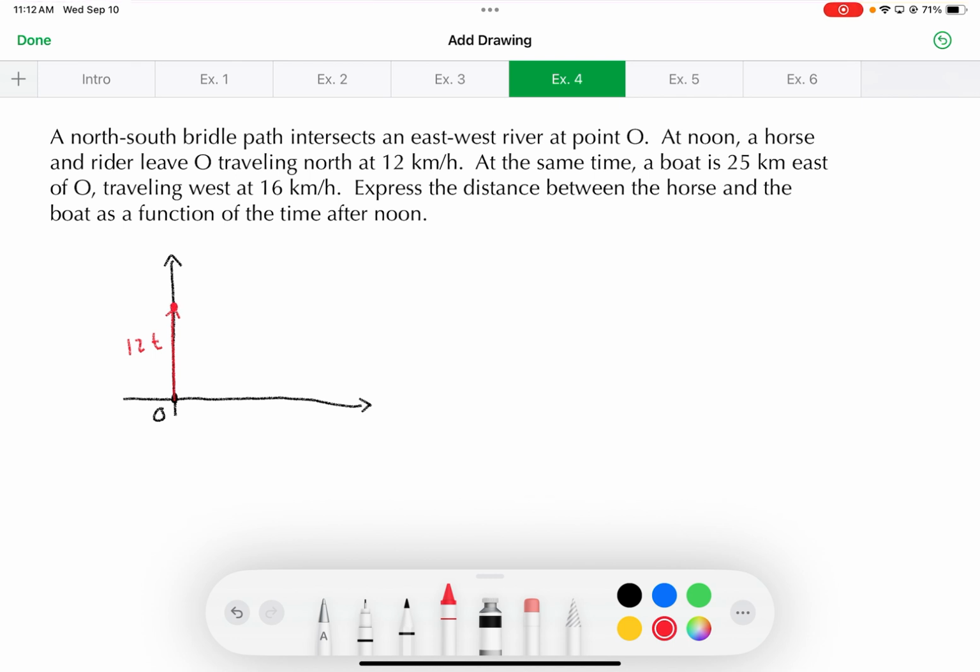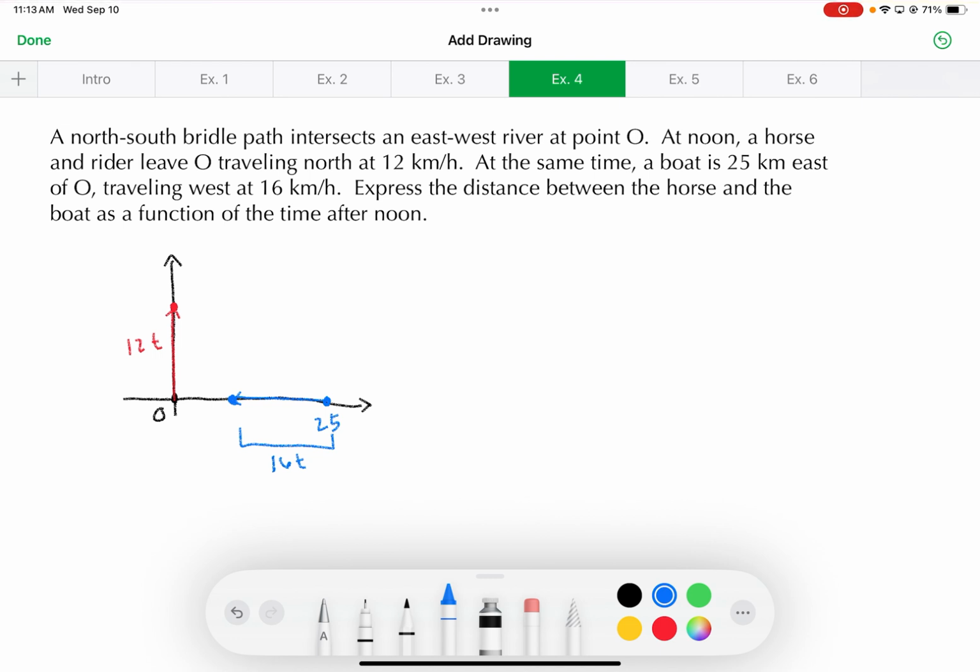All right, now it says at the same time the boat is 25 kilometers east of the origin. So east is to the right. Okay? He starts here 25 kilometers away, and he's traveling west, which means he's heading back towards the origin. Okay? Now, the distance that he travels is 16 kilometers per hour, so we can represent this with a 16t.